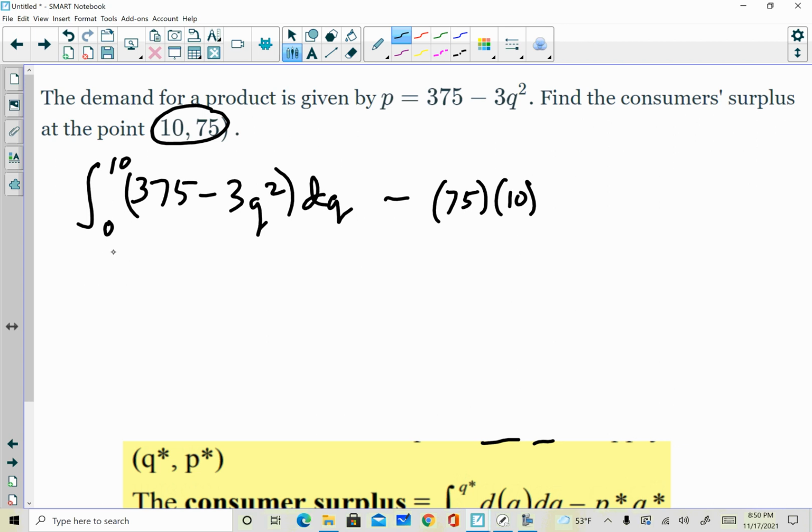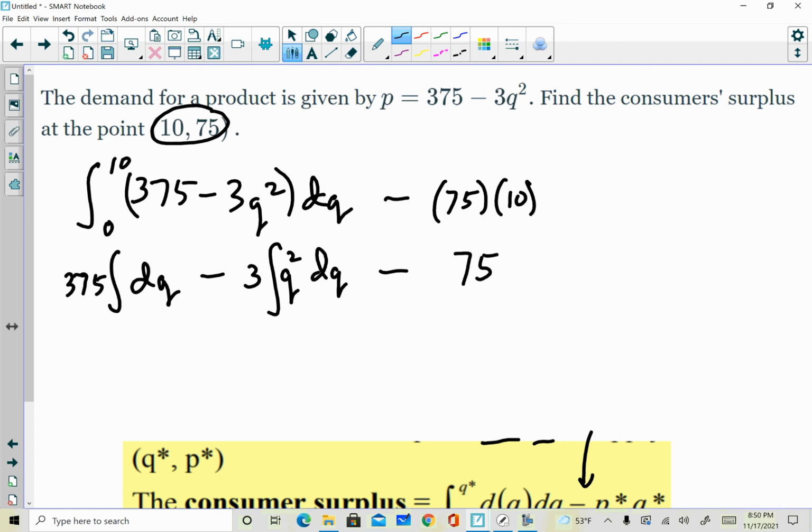Distribute the integral symbol. The integral of 375 dq, so we also distribute the dq, minus the integral of 3q squared dq. After this minus sign in the formula, we just have 750. The integral of dq is q, so 375q minus the integral of q squared dq, which is q to the third over 3, but there's that 3 in front there.